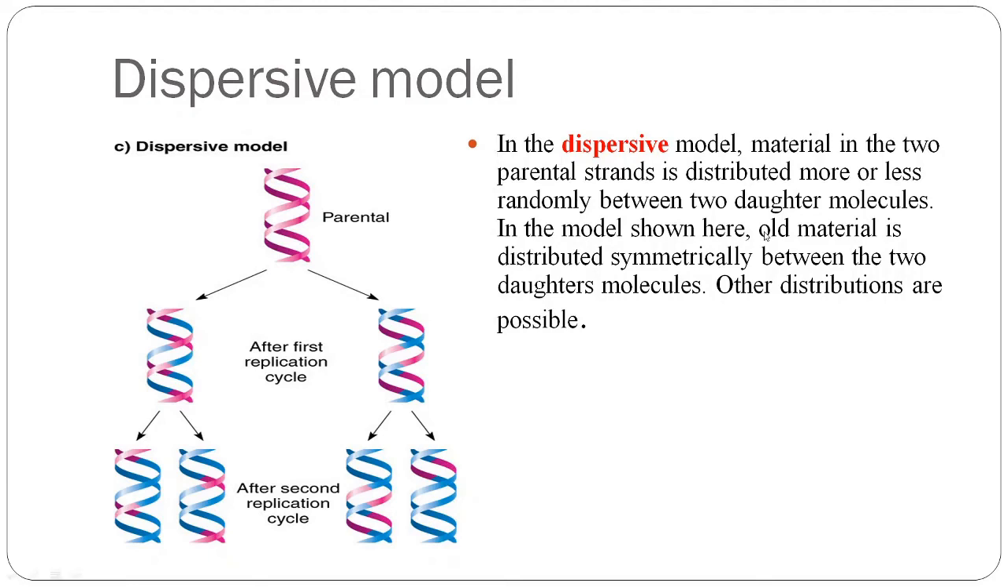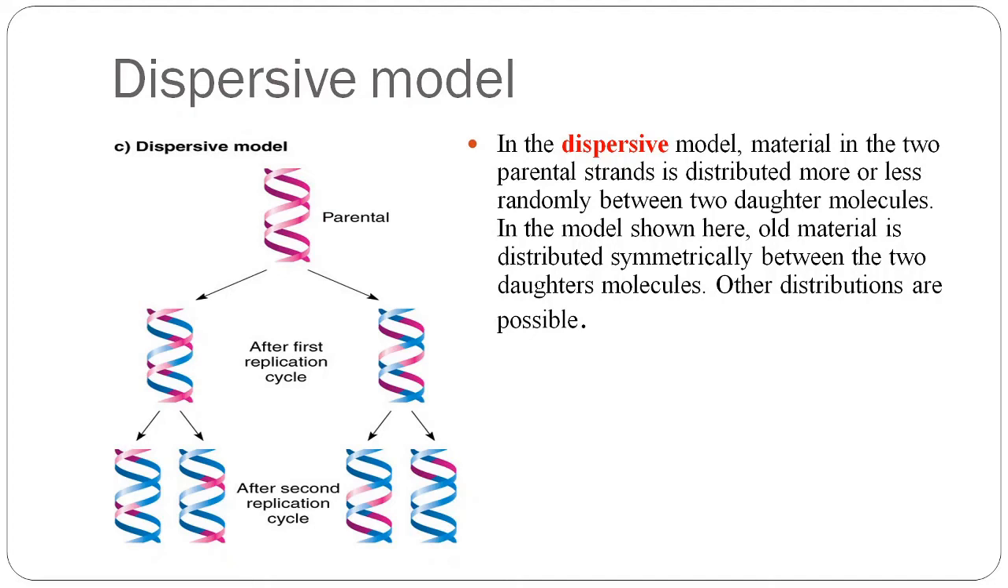So you can see in this picture, parental DNA is present, but after the replication you can see some of the fragments are parental as well as new ones. Parental, new one. Parental and new one. So in the dispersive model, hybrid we can say, parental plus new one will be divided, distributed symmetrically. So these three models were proposed related to DNA replication.